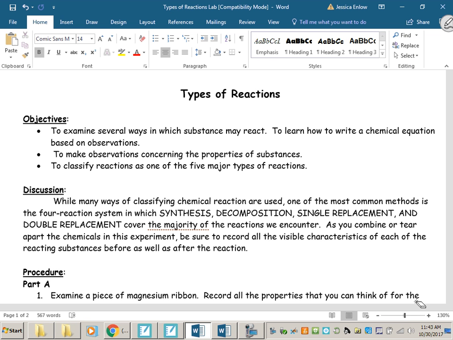Eyes up here. You notice I already put purpose of the lab, and you're going to fill in that blank spot, right? Okay, so quick overview. This is in your lab notebook. It's called Types of Reactions Lab. What are the 5 types of reactions? Anna, give me one.